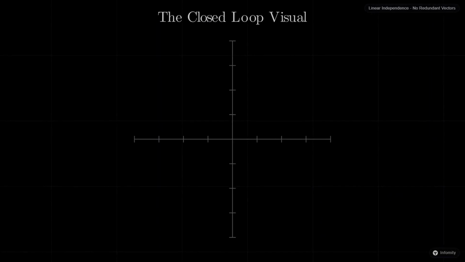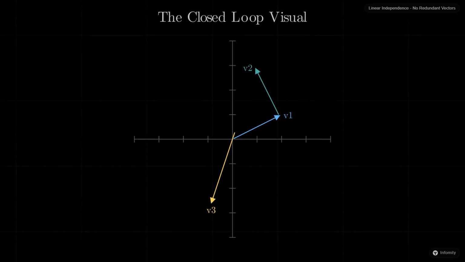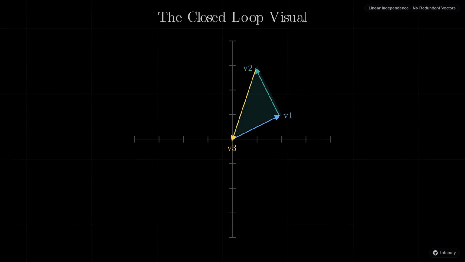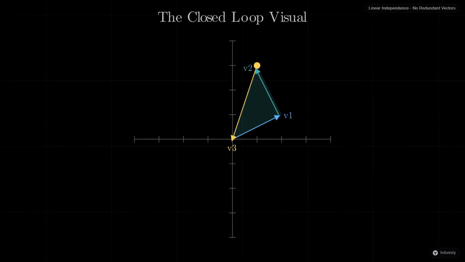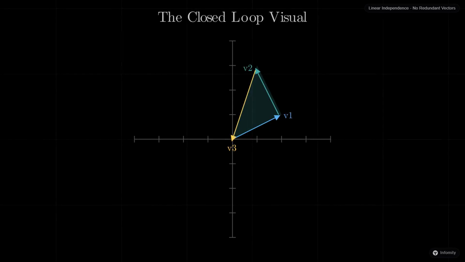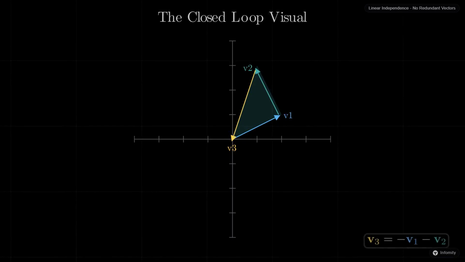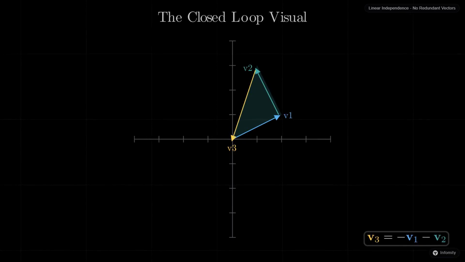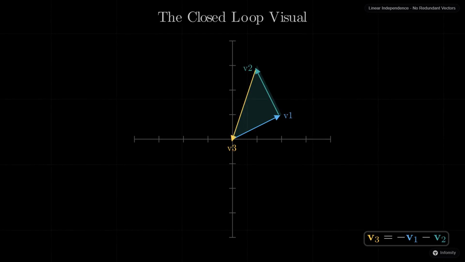To see why this works, let us visualize what happens when scalars are not zero. If we can scale our vectors and chain them tip to tail to form a perfect closed loop that returns to the origin, they are dependent. This loop means one vector is just a detour along the path already created by the others. Now, consider what happens if we try to break this loop. It is redundant because we can always express any vector in the loop as a combination of the remaining ones. This geometric loop is the ultimate visual proof of dependence.